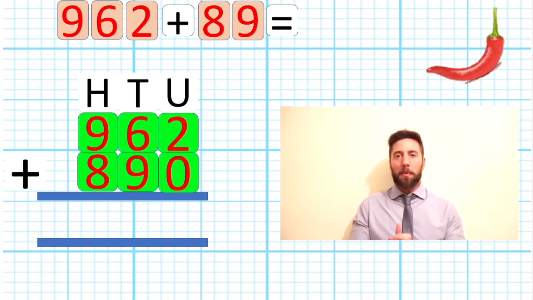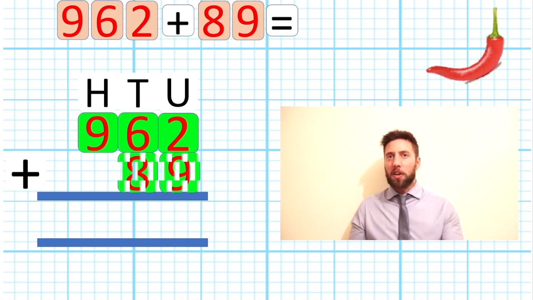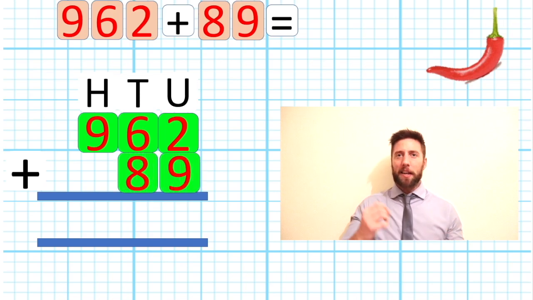So, what does our number represent? 89 is 8 tens, 9 units. Let's just put it in like that. 9 units, 8 tens. We know we're not going to make any mistakes.